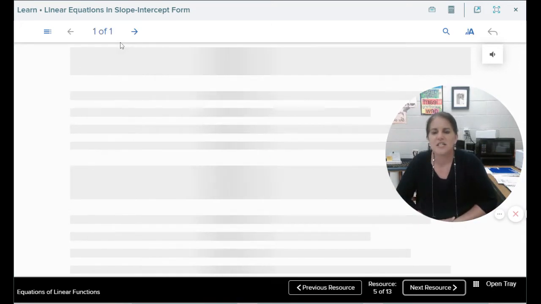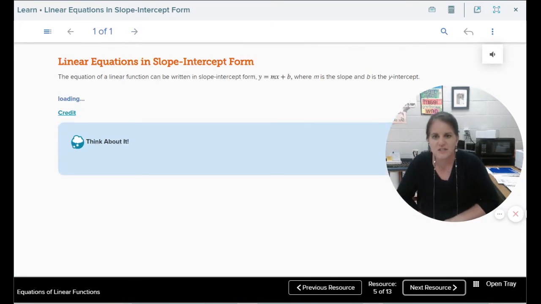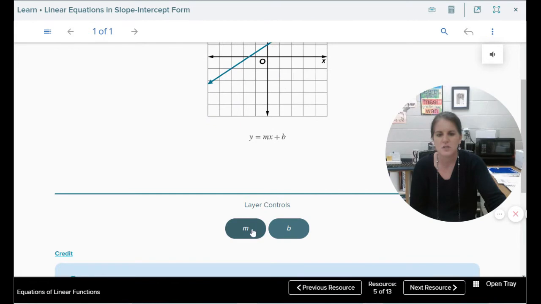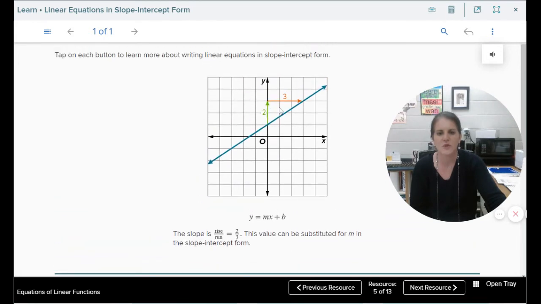Linear equations in slope-intercept form. We know that in slope-intercept form, it needs to be in the format y equals mx plus b. And immediately that tells me the steepness of my graph, and it tells me where my line crosses the y-axis. So let's look at this. It says tap on each button to learn more. So let's look at our m. Our slope is rise over run.